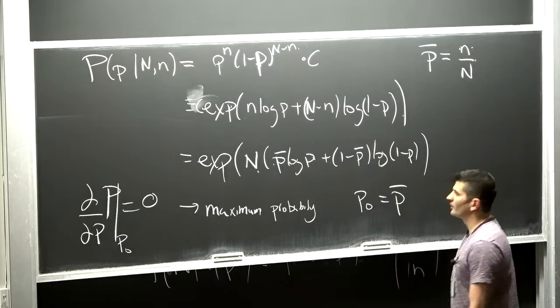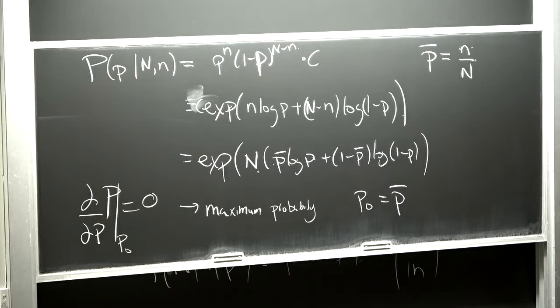You just solve the equation. You take one derivative, you set it to 0, you solve it. It's not super shocking that that's going to be your answer.